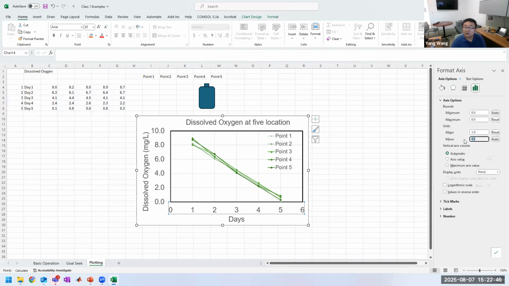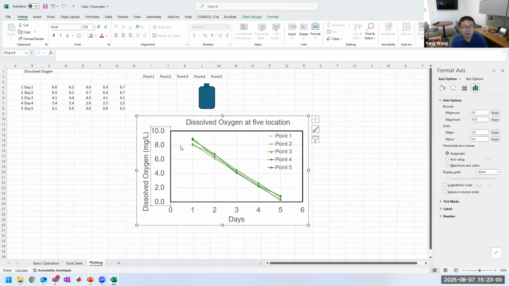And then minor ticks, that's 0.2. Let's use 0.5, although it's not changed, because right now I think this is using a major tick of 1 that is already occupying the space. So that's why it's not showing the minor ticks, but it's okay, right?